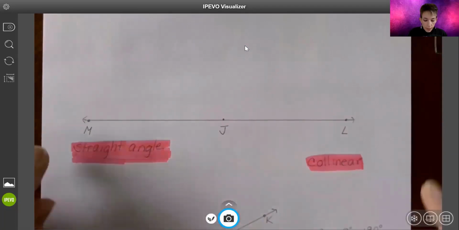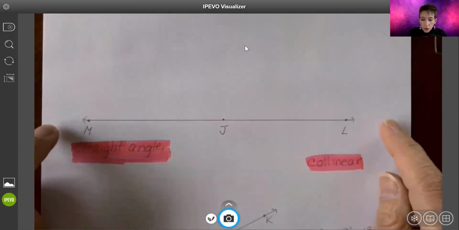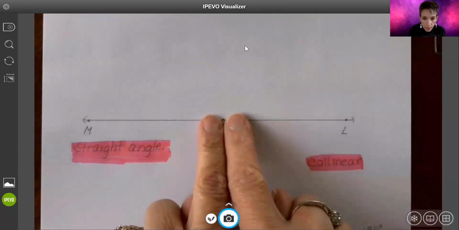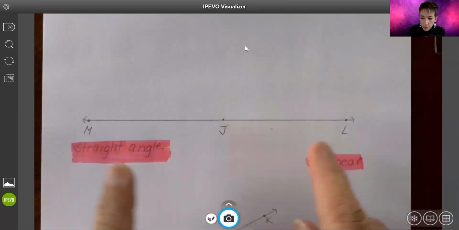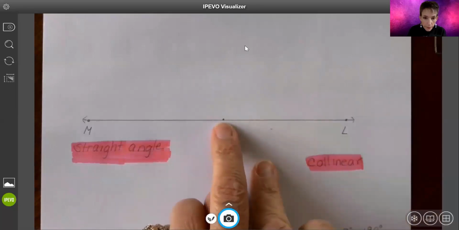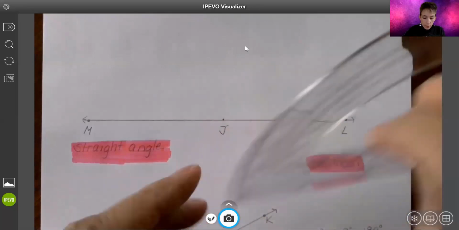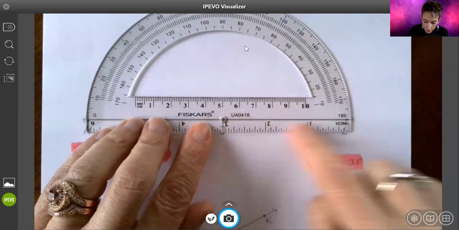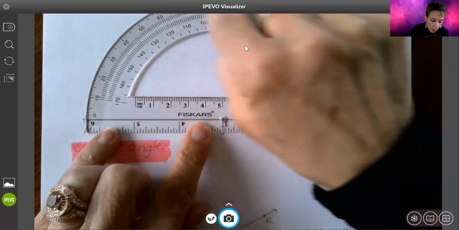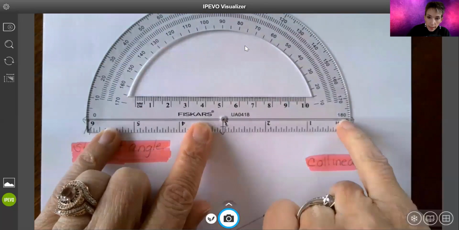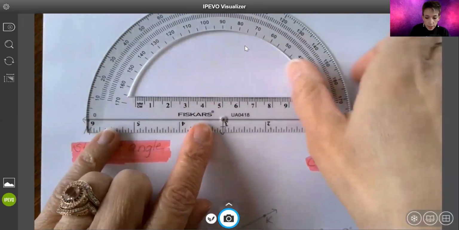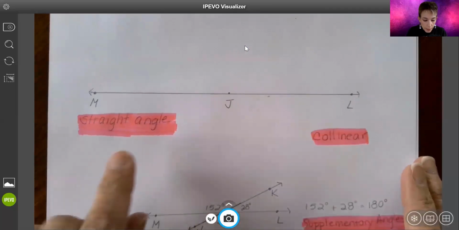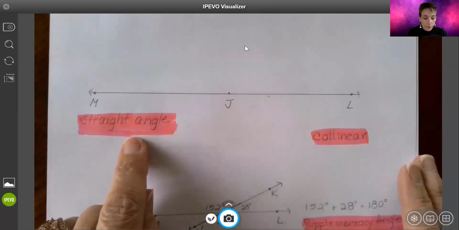We're going to start with looking at a straight angle. A straight angle is formed when the sides of an angle point in exactly opposite directions. The two legs form a straight line through a vertex. So if we get our protractor and line it up, we can see that from this leg all the way to this leg is 180 degrees. Angles that measure 180 degrees are called straight angles.